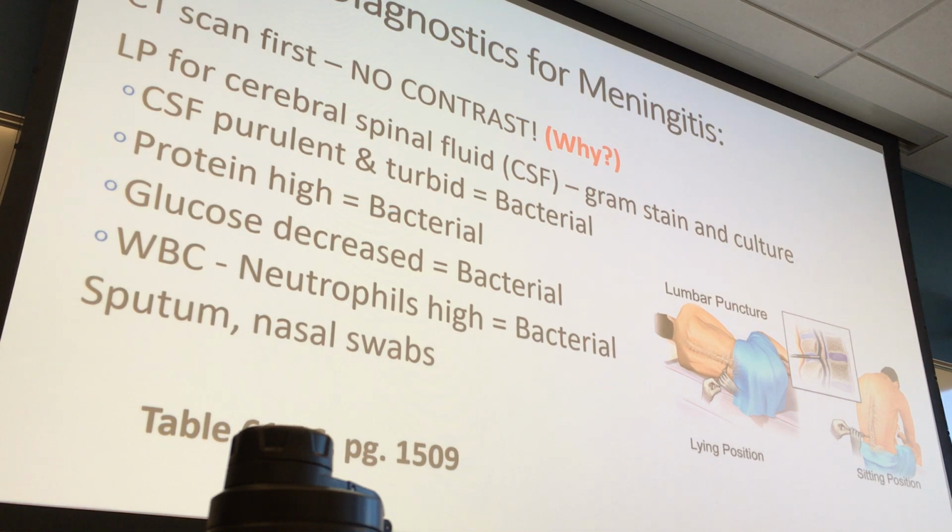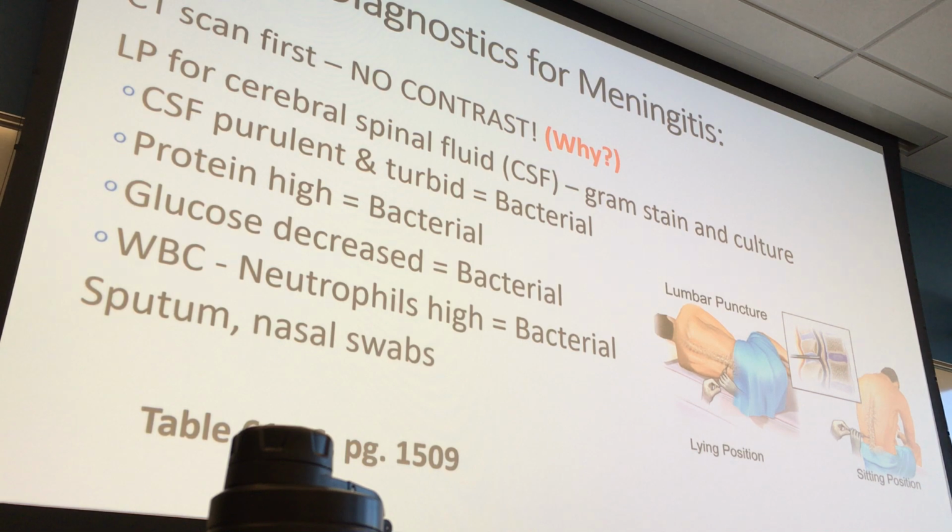So in terms of the CSF, why would you think that the protein would be high if it was bacterial? Increased capillary permeability. I'm sorry, what? Like increased capillary permeability if the protein is getting through the pores for the infection. Well, what do you think about bacteria? What do you think they like to eat? They live off of sugars, okay?